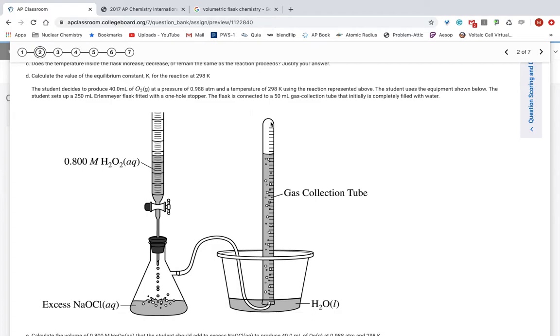It's at 0.988 atmospheres. That's total pressure, so that includes the oxygen and the water vapor. And a temperature of 298 Kelvin.